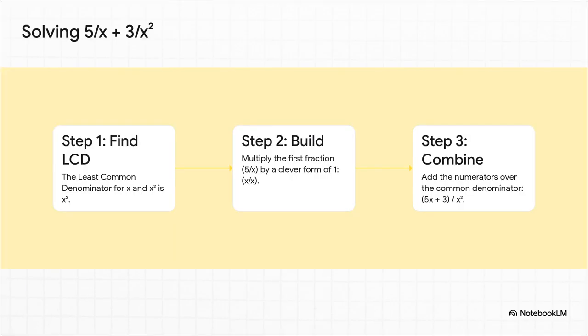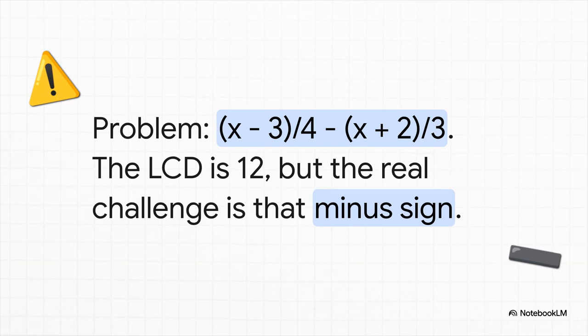Now check this out, especially step 2. The second fraction already has our target denominator, x squared, so it's good to go. We just need to upgrade the first one. We do that by multiplying it by x over x, which is really just a sneaky way of writing the number 1. It doesn't change the value, it just changes how it looks. So we get 5x over x squared, and now that the bottoms match, we can just combine the tops. That's it.